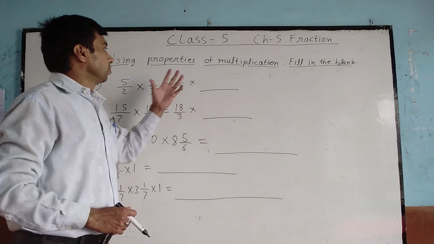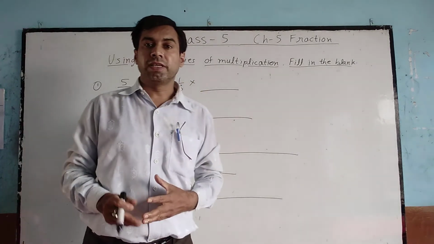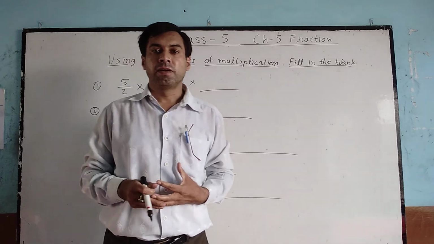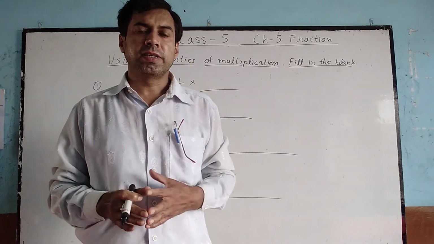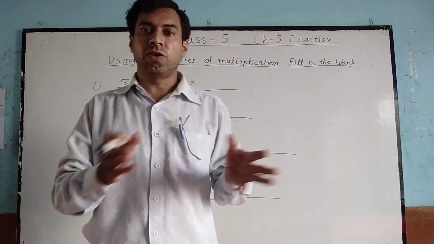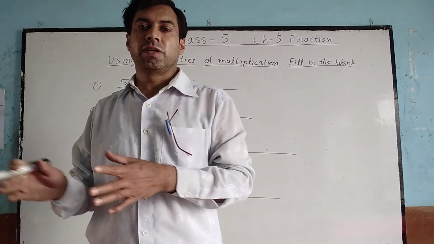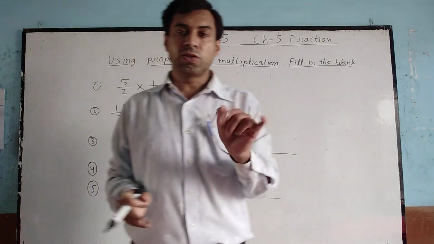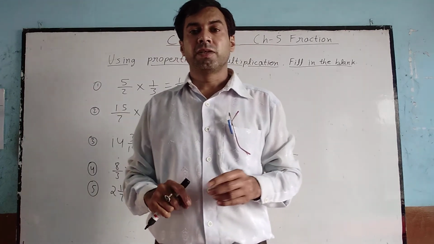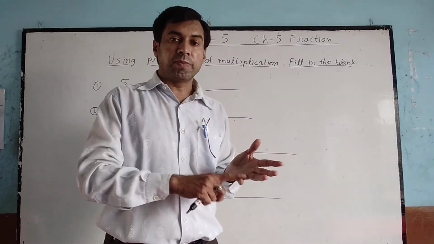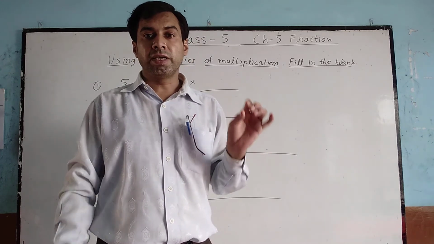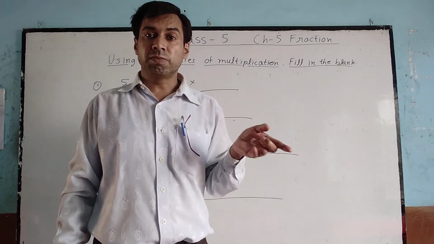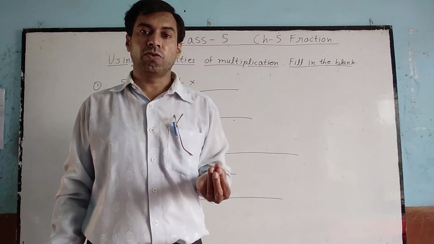Students, next question. Using properties of multiplication, fill in the blank. Students, we have to use the property of multiplication. So what is the property of multiplication? In a very simple way, the left hand side is equal to the right hand side. Suppose 2 into 3 is equal to 3 into 2, we will get the same result. 2 into 3 is 6, 3 into 2 is 6. So 2 multiplied by 1, we will get 2 only. If any number is multiplied by 1, we get the number itself. If any number is multiplied by 0, we get 0 as the product.